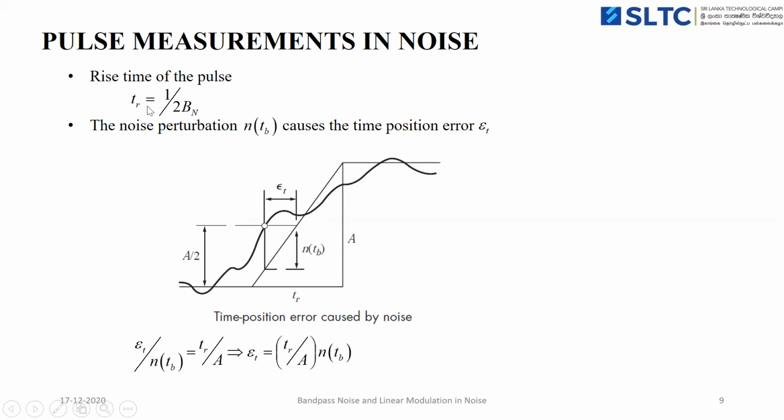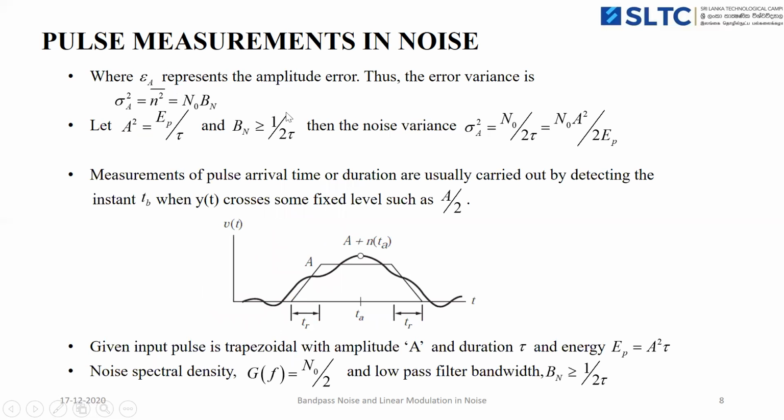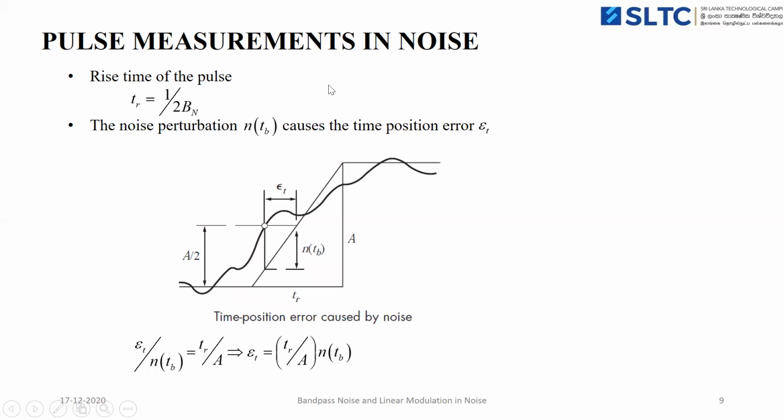So the rise time of the pulse, TR, equals 1 by 2 Bn. And like amplitude error, due to that time disturbance some error will be occurring; that is called noise perturbation, caused by the time positioning error. That is denoted by epsilon t, like epsilon r. So epsilon r is the amplitude error, whereas epsilon t is the time positioning error.